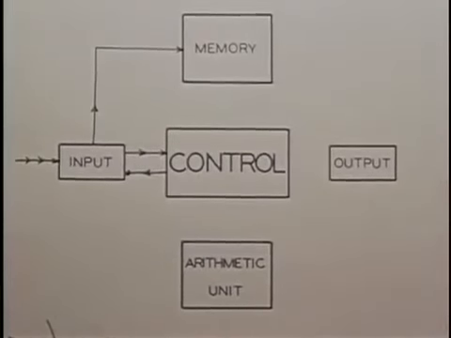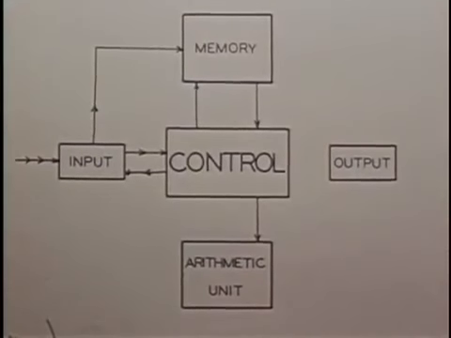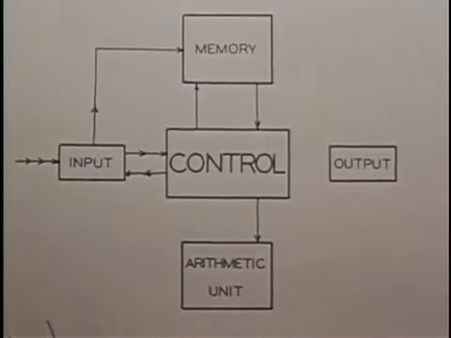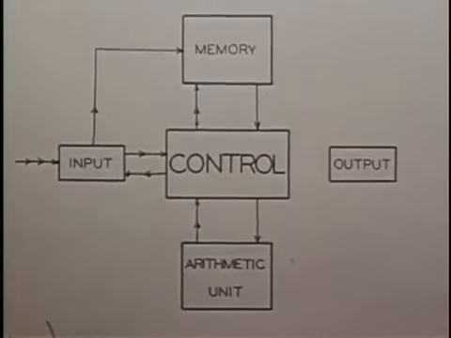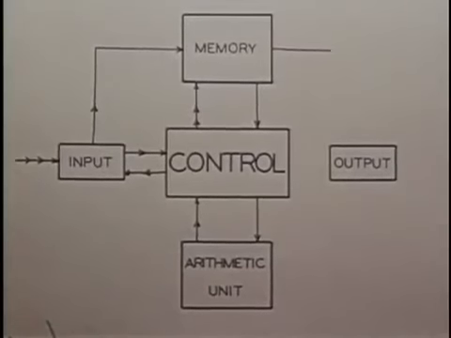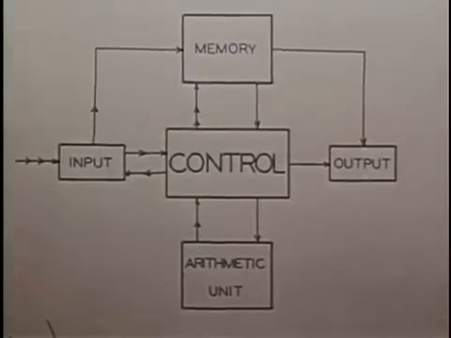A button is pushed, and the control tells the memory to send some material down into the arithmetic unit so it can be worked on. When an operation is completed, the arithmetic unit notifies the control. Intermediate and final answers are stored in the memory. Finally, the control instructs the memory to deliver the answer to the output and orders the output to phrase the answer in usable form.